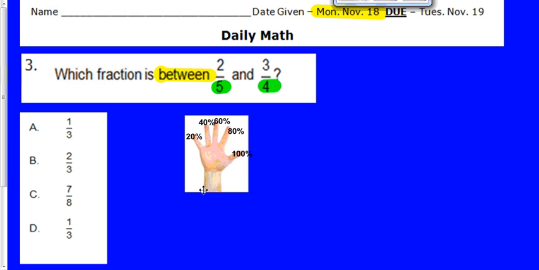Okay, remember the easy shortcut for the fifths: your whole hand is 100%. So each finger would be 20, 40, 60, 80, 100. So 2/5, let me switch over here. 2/5 would be 2 of your fingers, 2 out of your whole hand, 2 out of 5, which is 40%. So that would be 0.40.